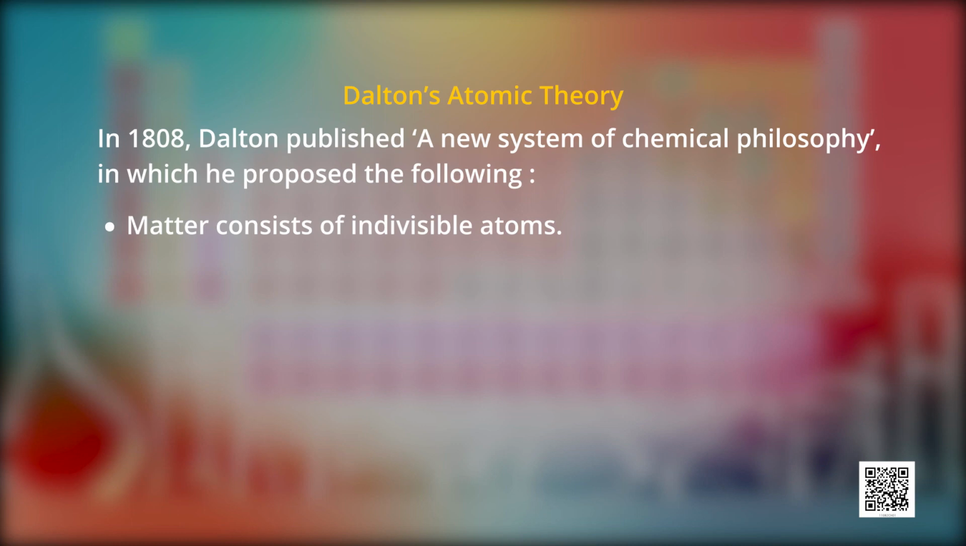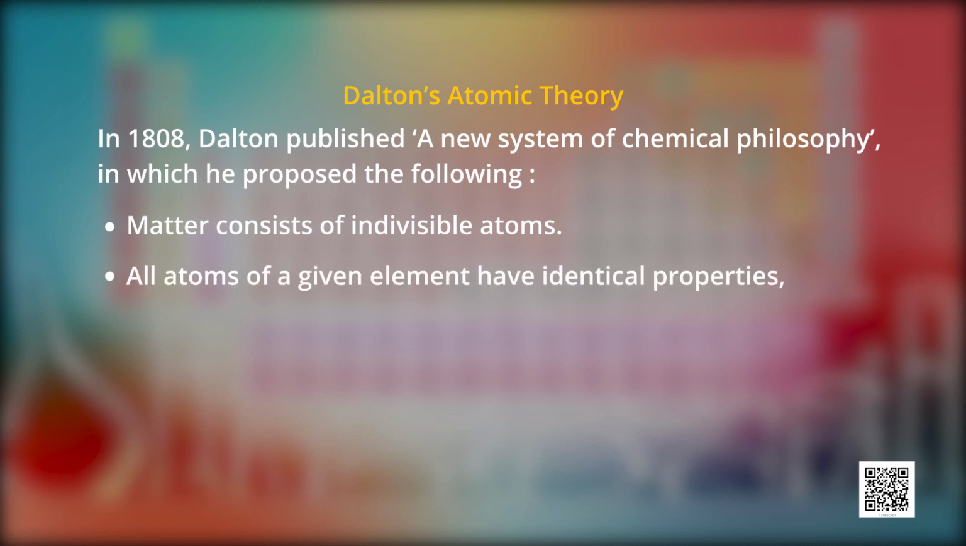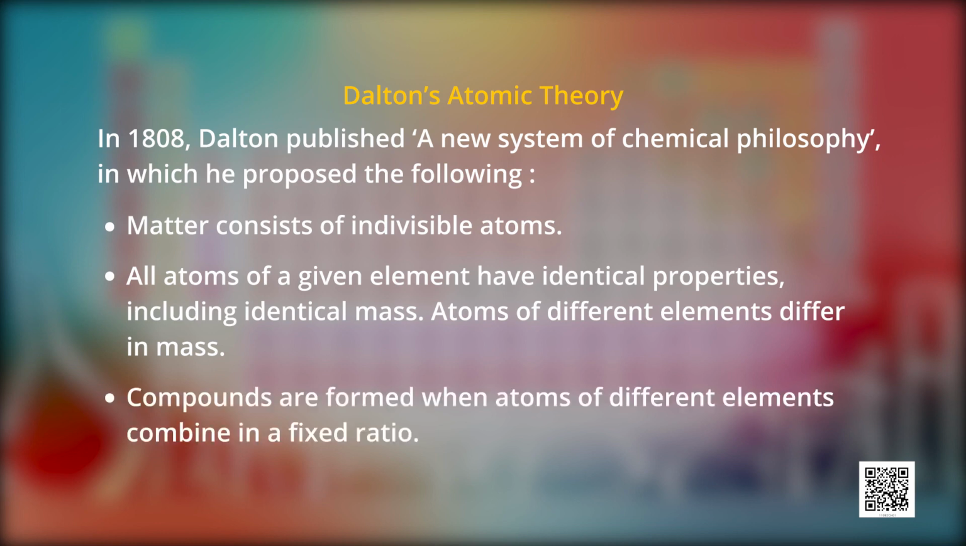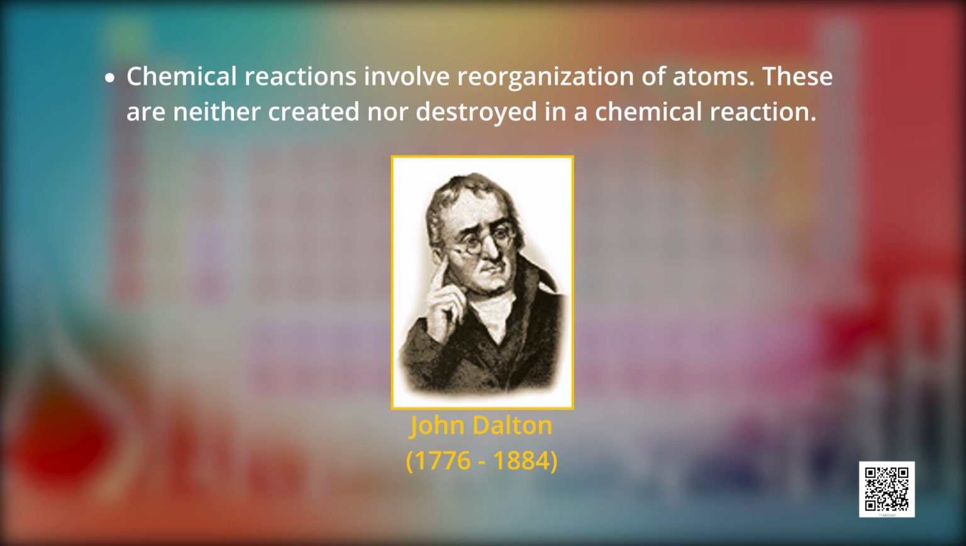The main postulates of Dalton's atomic theory are: matter consists of individual atoms. All atoms of a given element have identical properties, including identical mass. Atoms of different elements differ in mass. Compounds are formed when atoms of different elements combine in a fixed ratio. Chemical reactions involve reorganization of atoms. These are neither created nor destroyed in a chemical reaction.